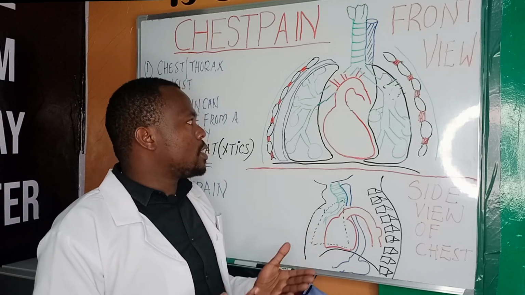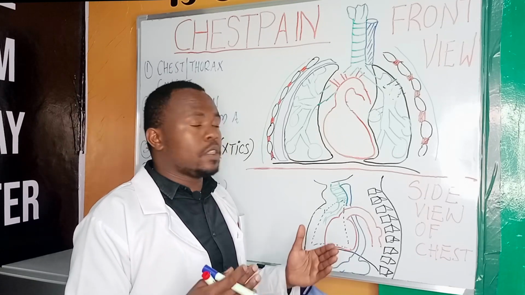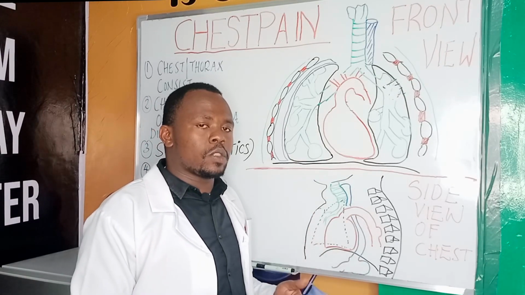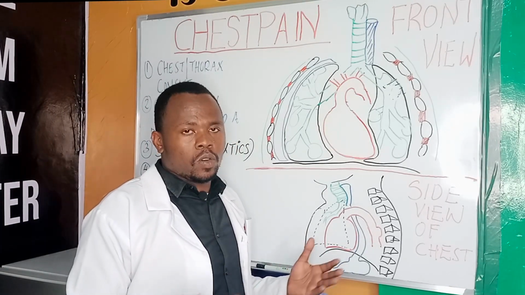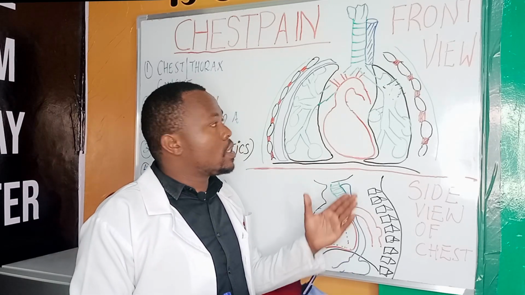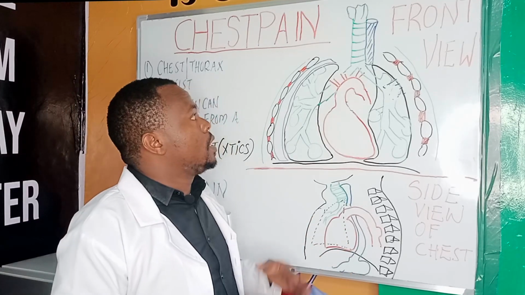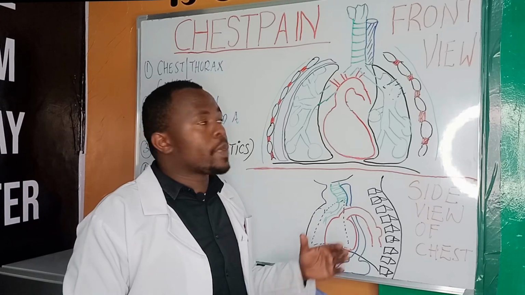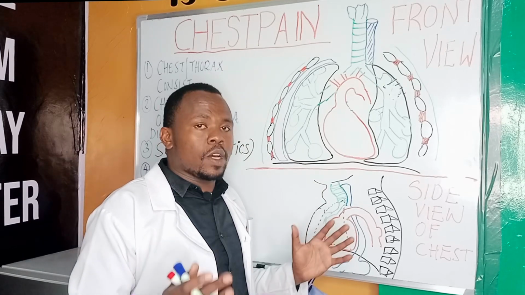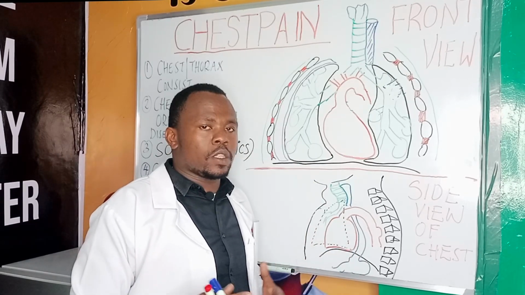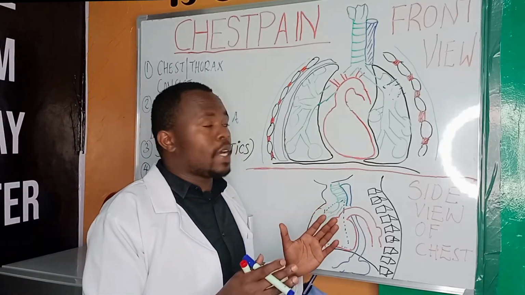So for all these structures, if a disease arises from the heart, it can cause chest pain. If a disease arises from the main blood vessel, which is the aorta, it can also cause chest pain. If a disease arises from the lung, it can also cause chest pain. If a disease arises from the food pipe or the esophagus, it can also cause chest pain. If a disease arises from the ribs or the bones that surround the rib cage or the thorax, it can also cause chest pain. So today I want to focus on the structures that are inside the chest wall.